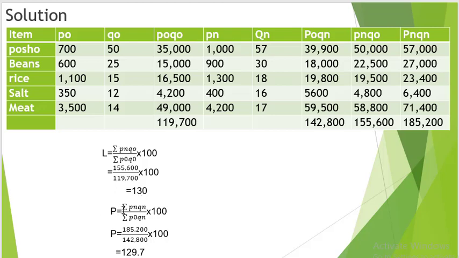Then our Paasche price index is Pn Qn over P naught Qn. Then we substitute in the information from the table: 185,200 divided by 142,800 times 100. You solve that correctly in the calculator, you come up with 129.7.